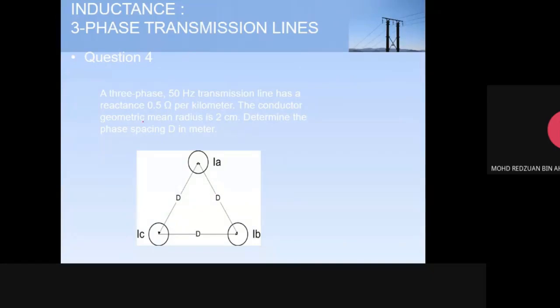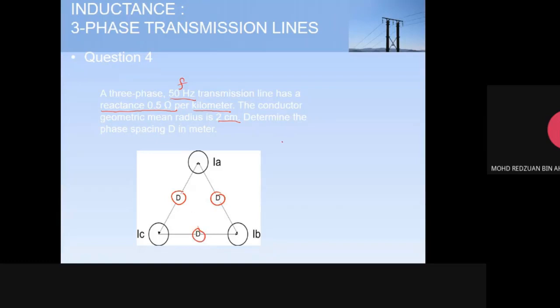Example 4. A three-phase 50 Hz transmission line has a reactance of 0.5 ohm per kilometer. The frequency is 50 Hz. The conductor geometric mean radius is 2 cm. Determine the spacing D in meters. So how to calculate this D?